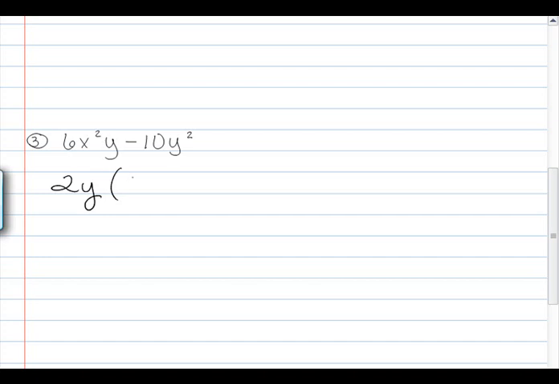So we've got 6 divided by 2 is 3. We didn't mess with our x's at all because they weren't in common, but we did take away that one y, so that y is gone. Minus 10 divided by 2 is 5. We have 2 y's in that second term, and we're only taking away 1, so that leaves 1 left over. So our answer would be 2y times 3x squared minus 5y.